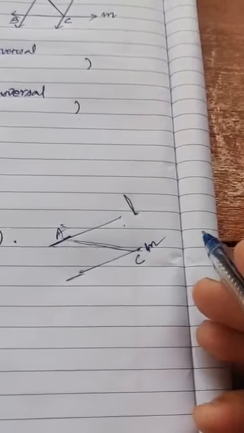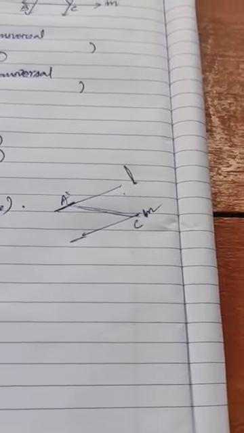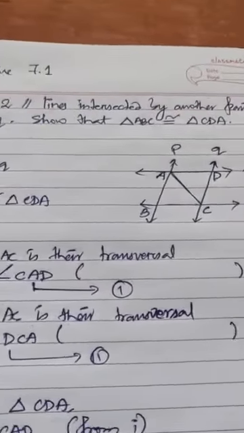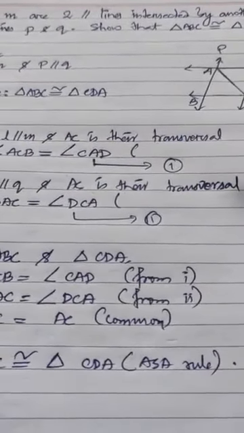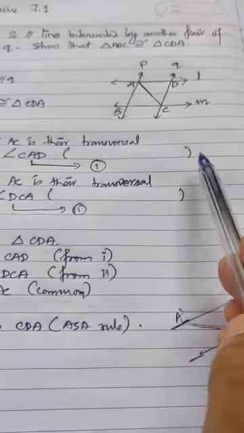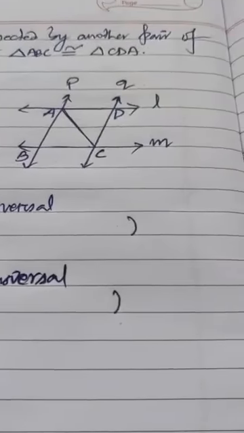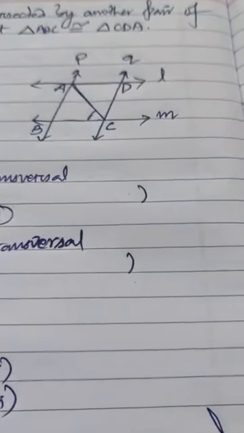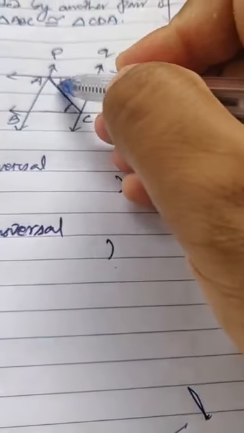So whenever a transversal is made between two parallel lines, what will happen? You should know; you can see from the figure. Try and understand. I have already explained this part. So L parallel M and AC is a transversal. Then I have written angle ACB equal to angle CAD. Angle ACB, that means this one. Then angle CAD, this one.